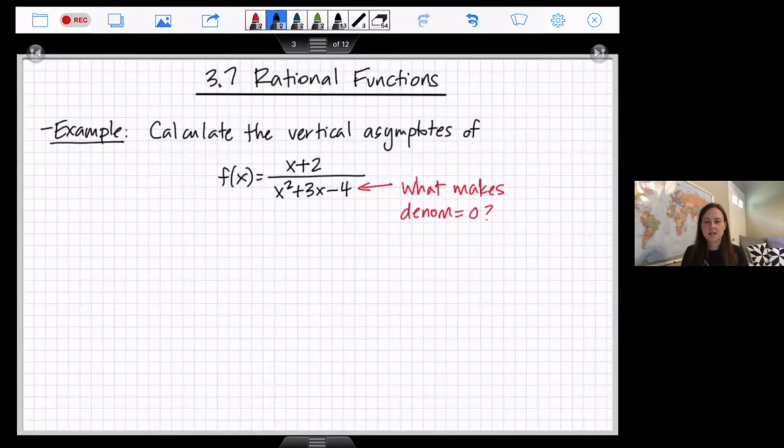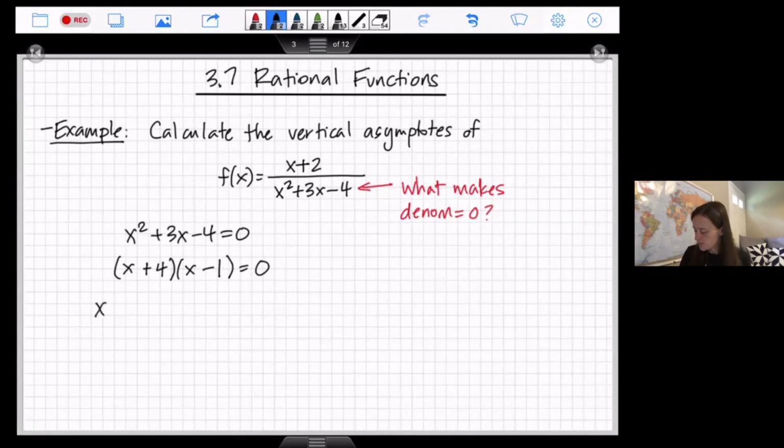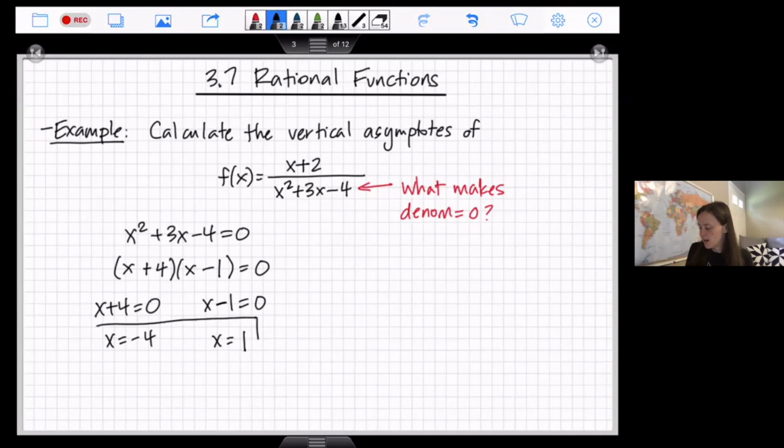Okay, so we're just going to take that denominator and set it equal to 0. It's an easy quadratic equation to factor. You can use the quadratic formula too if you're not a big fan of factoring. So (x plus 4)(x minus 1), set both factors equal to 0. And subtract 4 from both sides and add 1 to both sides. And so these are your two vertical asymptotes: x equals -4 and x equals 1.